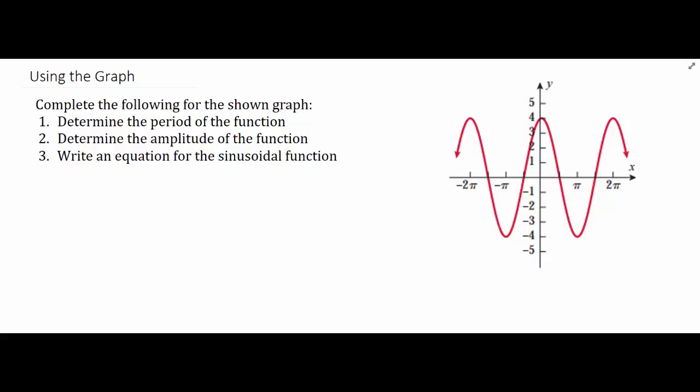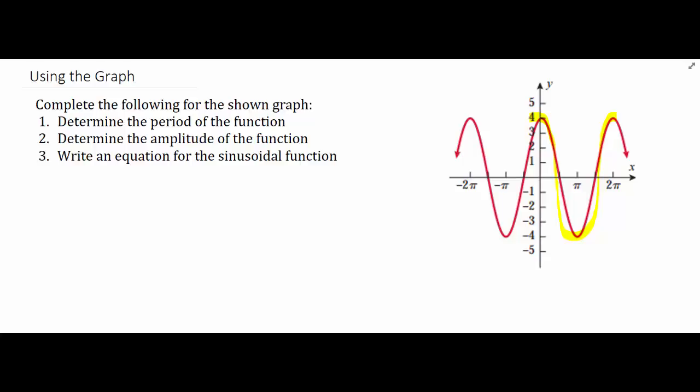Here we have the graph of a sinusoidal function. I need to determine the period of the function, the amplitude of the function, see if there's any vertical or horizontal shifts, and then finally write the equation of this function. So I could consider this a cosine graph, starting from the y-axis, going down all the way to 2 pi. That makes one full oscillation from peak to peak. And that's our typical cosine graph.